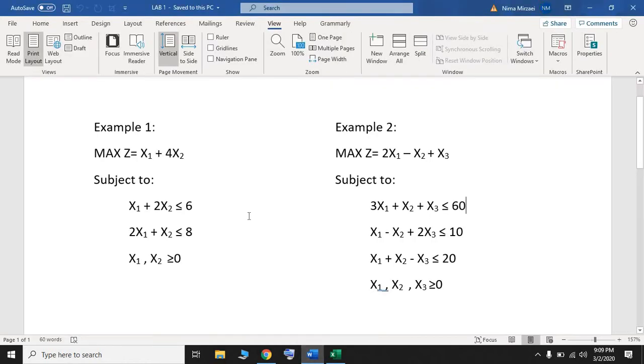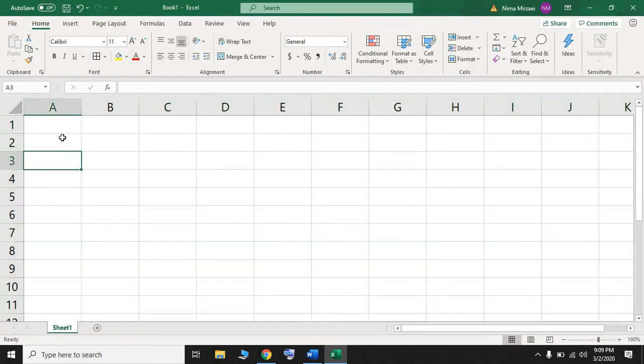Hello everyone, today I prepared two different examples for the linear programming model. I'm going to use Excel Solver to find the optimal solution for these two examples. First you have to open an Excel file. In the Excel file we have to enter some information related to the parameters of the model, and then we can use the Solver package to find the optimal solution.